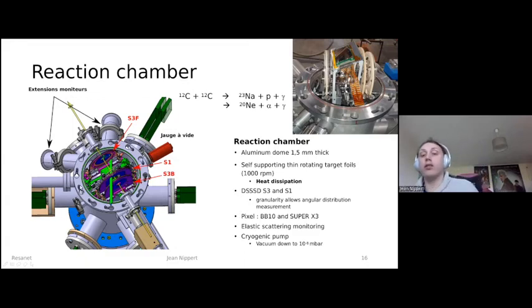They have the granularity that allows angular distribution measurements. We also recently added another detector that is Pixel. I will talk about it a bit later. And we have elastic scattering monitoring to help us normalize the data and verify the target integrity. So everything is in a vacuum that is ensured by a cryogenic pump, and the vacuum can go down to 10 to the minus 8 millibar.